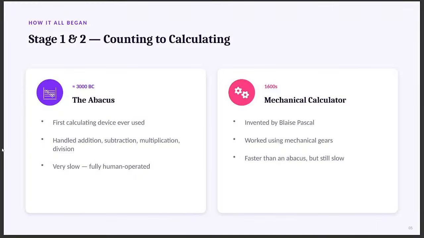Next came the mechanical calculator, invented by Pascal. You already know his name. Instead of moving beads by hand, it used mechanical gears. This made calculations faster than the abacus. Although it was still slow compared to today's computers, it was a huge improvement at that stage. From 3000 BC to the 1600s, the mechanical calculator was the big invention.